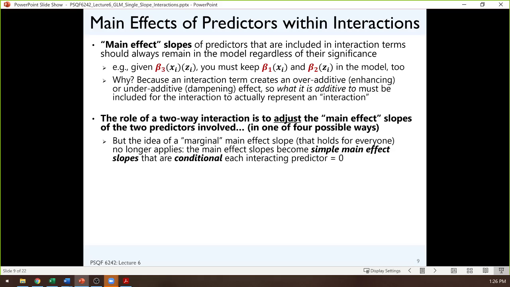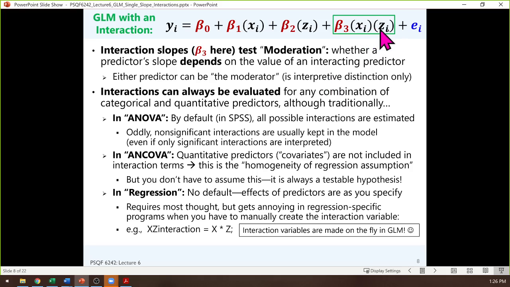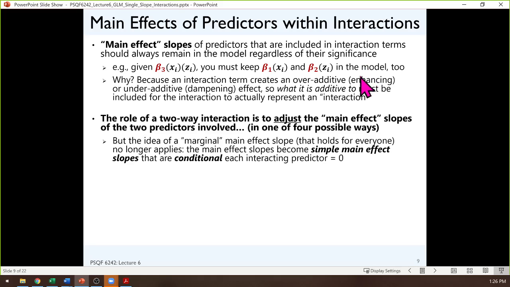The role of a two-way interaction, so the idea that there's 2 variables that multiply each other, that's what two-way means. The role of a two-way interaction is to take each of the main effect slopes, so the effect of x or the effect of z, and the interaction of x by z is going to make each of those main effects either more positive, less positive, more negative, or less negative. That's it. Those are the only kinds you can have. Everything is going to be one of those 4 choices.